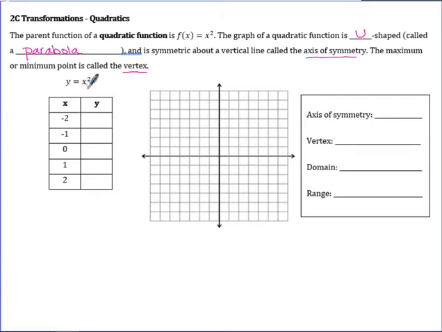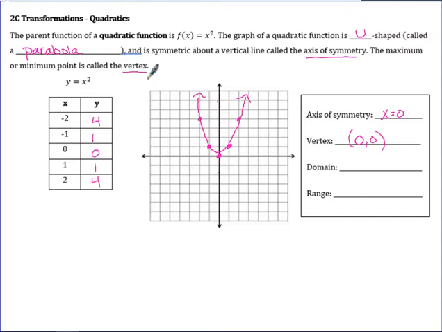So if I plug these numbers in, -2 squared is 4, -1 squared is 1, 0, 1, 4. Okay, so let me graph those. And that will give me that U-shaped graph. Okay, and again, axis of symmetry goes right through the middle, through the vertex. So my vertex is 0, 0. My axis of symmetry is x equals 0.